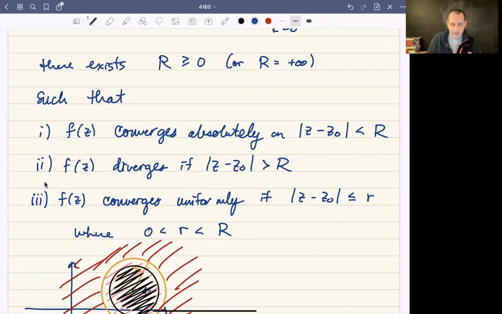So yeah, that's everything I wanted to say about power series. In the next video, we'll talk about the root test and the ratio test, and we'll go over a few examples.